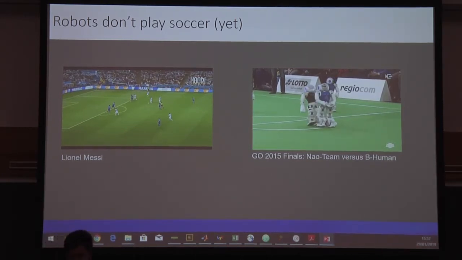In the other version, I'm sorry, I had to switch computers. In the other one, I had the sound off. I'm originally from Argentina, so I had to show something about soccer.